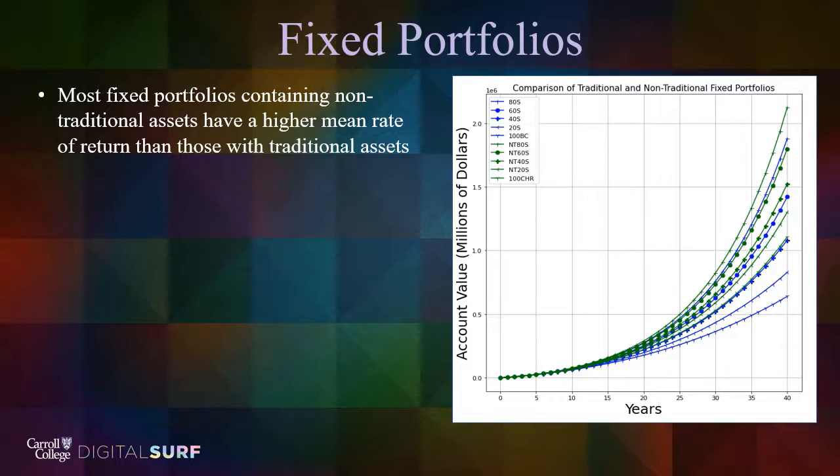We will now compare the 5 fixed portfolios which contain traditional assets, and the 5 fixed portfolios which contain non-traditional assets. From this graph, we can see that most fixed portfolios which contain non-traditional assets have a higher mean rate of return than those with traditional assets.